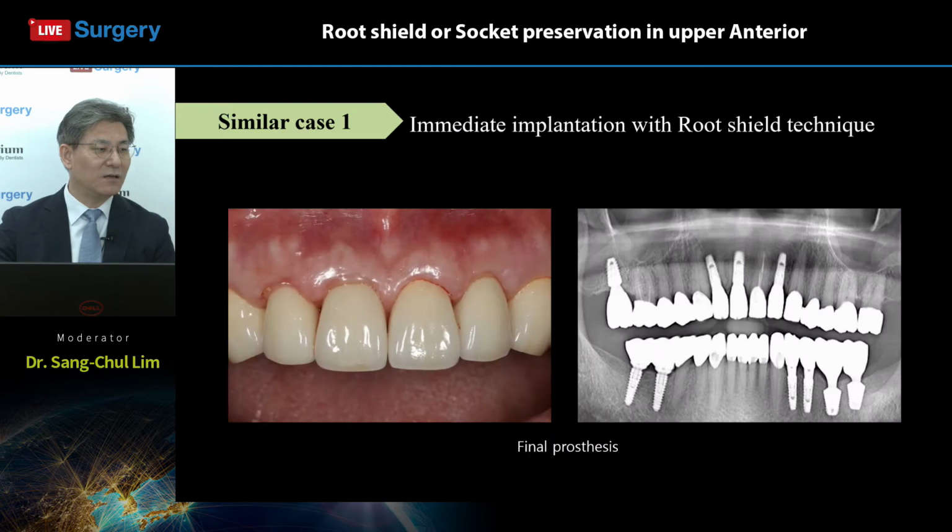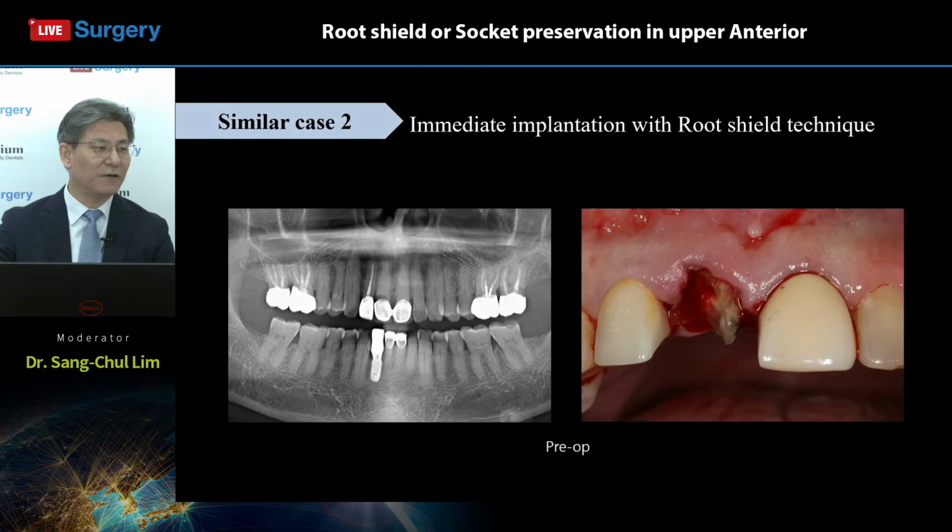The final approach looks like here. A very nice final prosthesis comes out after this special technique, as you can see. So we can focus on labial contours, a very stable and healthy labial bone plate and the soft tissues. It is a great advantage of the socket shield technique. Another similar case looks like here, the single implantation.